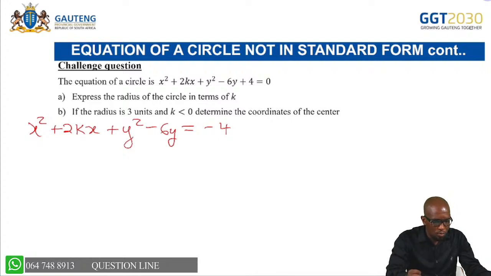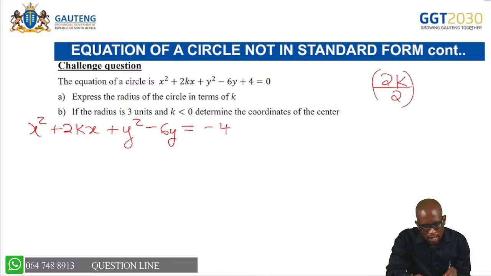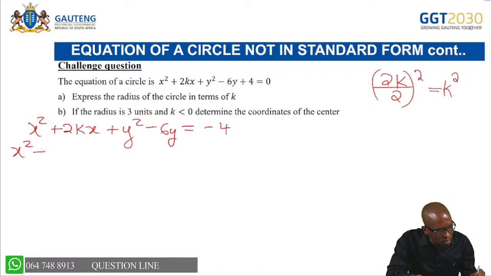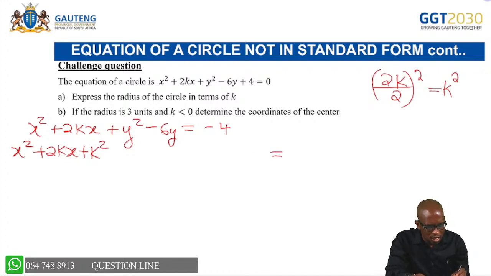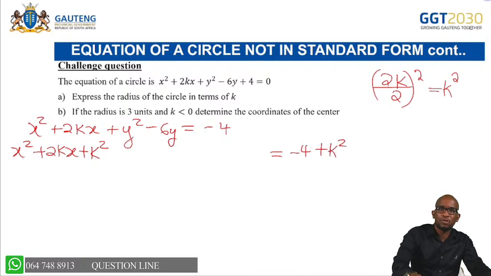Right, now we need to complete the square for x. Through completion of the square for x, we need to take the coefficient of x. In this case, the coefficient of x is 2k. So we're going to take 2k divided by 2, and then we square the result. That should give us k squared. As a result, this would be x squared plus 2kx plus k squared. Obviously, we know that what we added on the left should also be added on the right. That would be k squared as well.